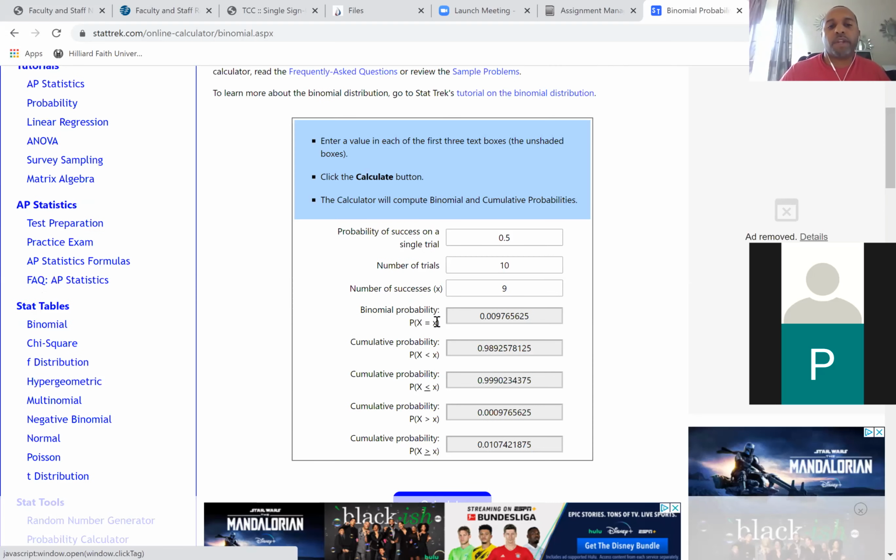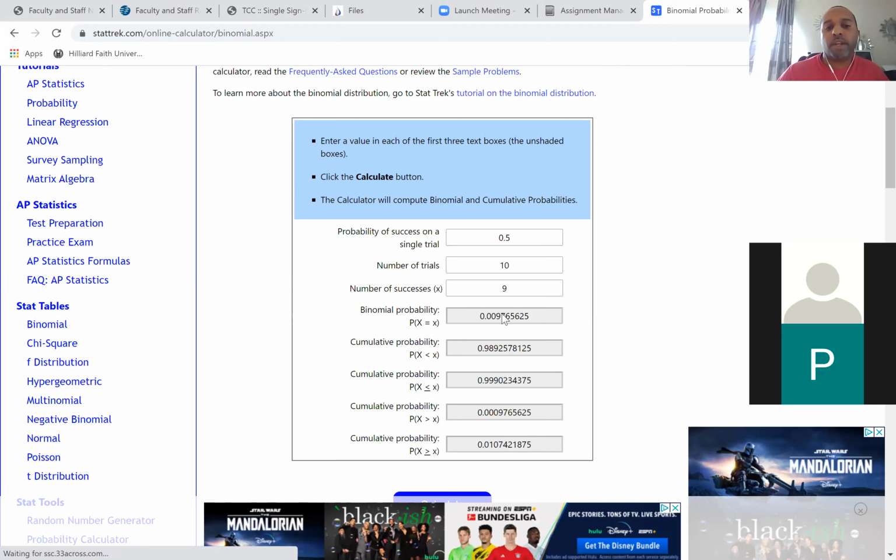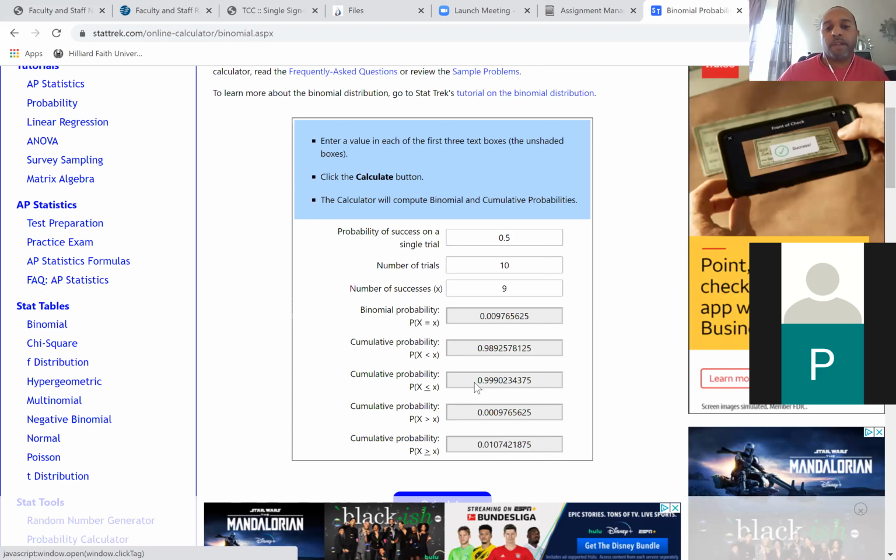So what this tells us right here, this first one is if you want to know the probability of the number of successes being 9, that's it right here. This one is less than or equal to, and we're talking about 9 still. This one gives greater than 9 and then greater than or equal to 9. So it gives you all of the different scenarios that incorporate using 9 as your number of successes. But the one we wanted was just 9, so it should be just 0.0097.